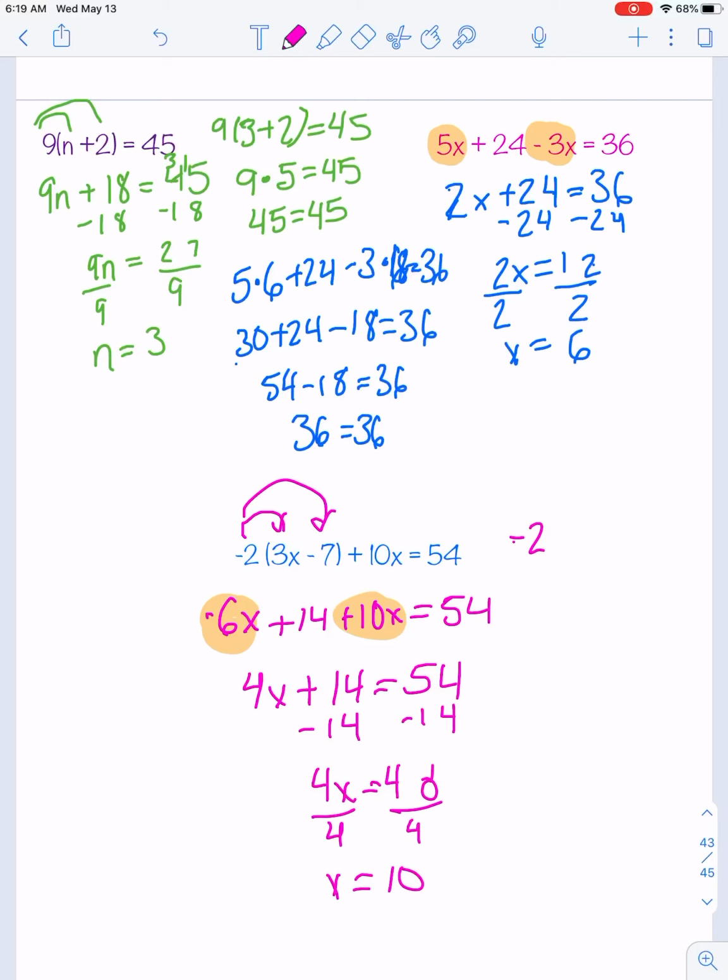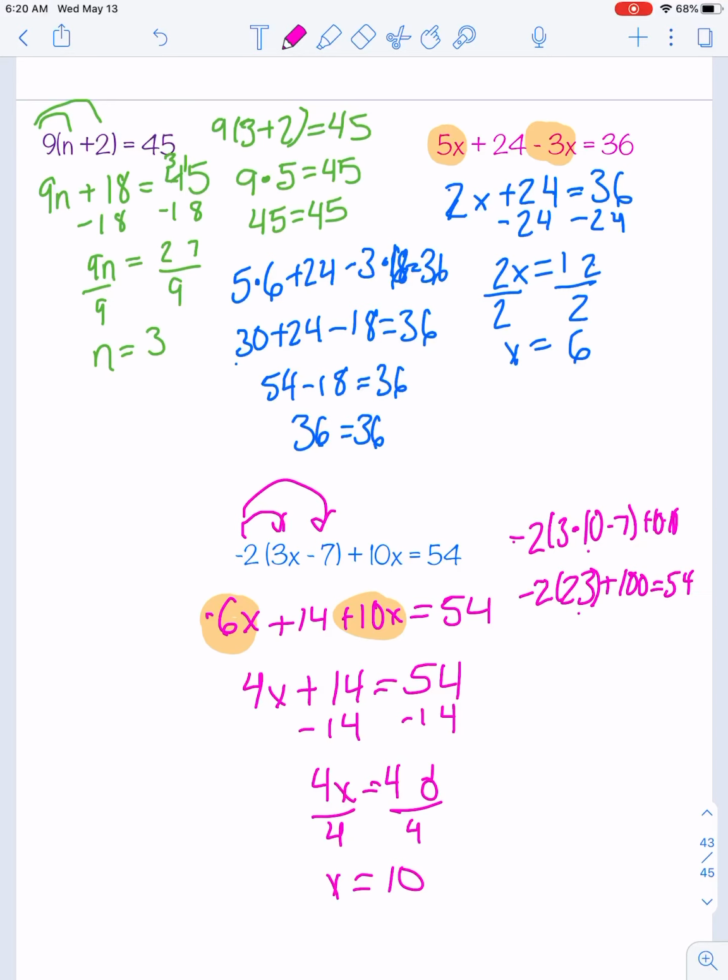So we take negative 2 times 3 times 10 minus 7 plus 10 times 10. So we get 3 times 10 is 30 minus 7 is 23. So we have negative 2 times 23 plus 10 times 10 is 100 equals 54.